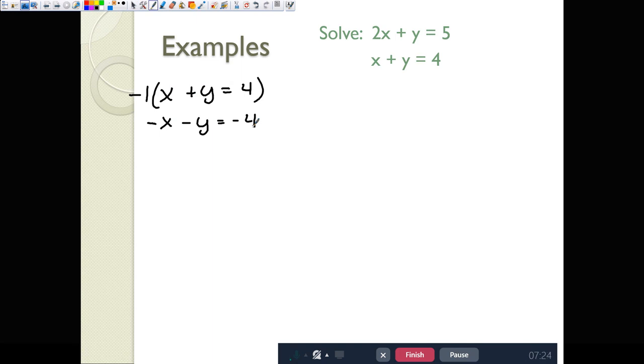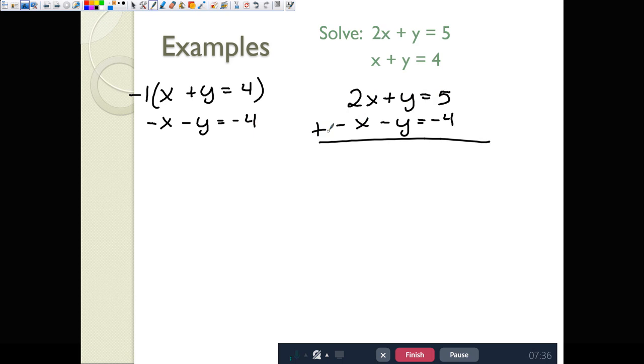So I'm going to set up my elimination problem. Add them together, so 2x minus x is x, and y minus y is 0. That's what we're trying to do, eliminate. And 5 minus 4 is 1. So x equals 1. Now I need to find y.